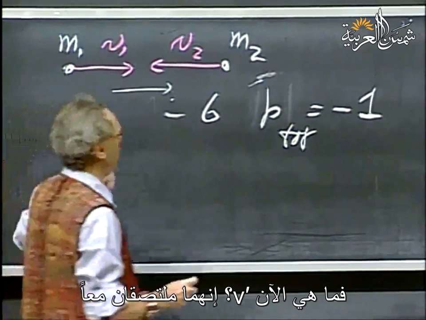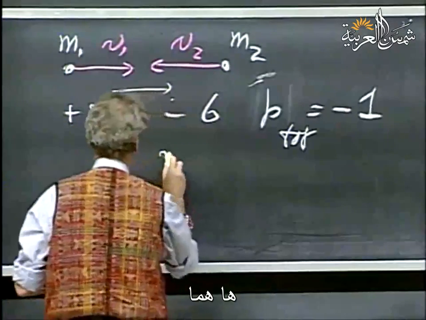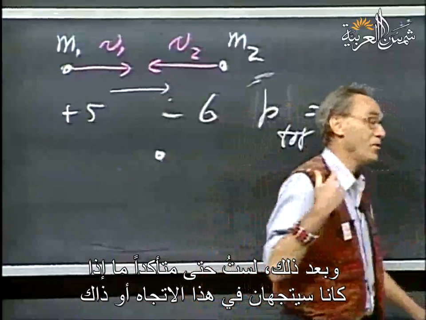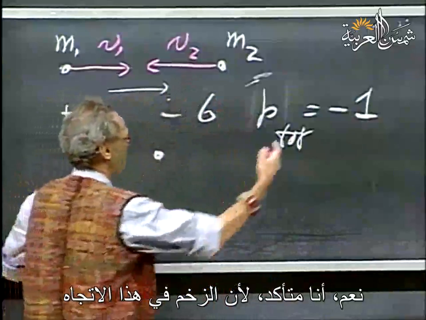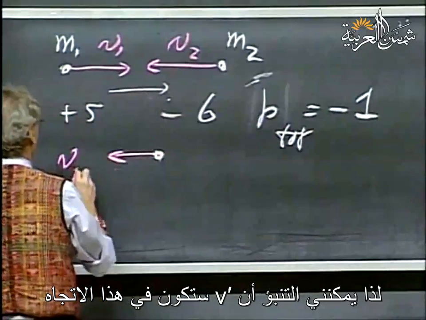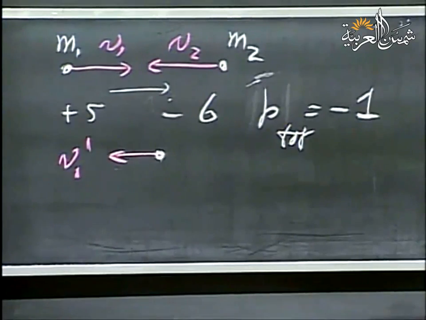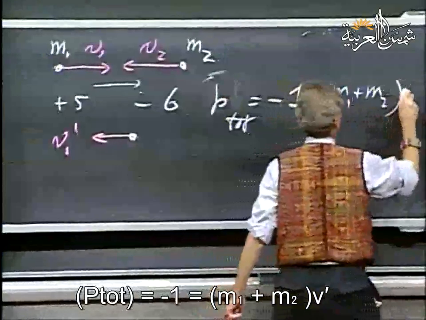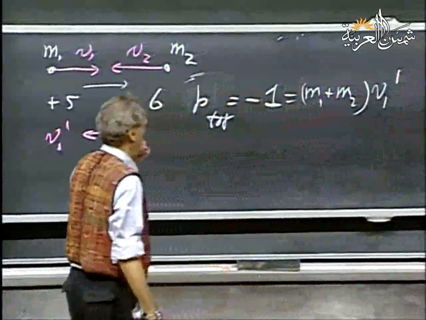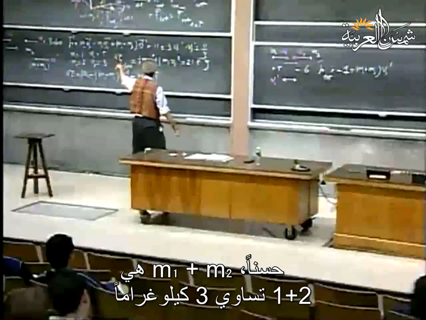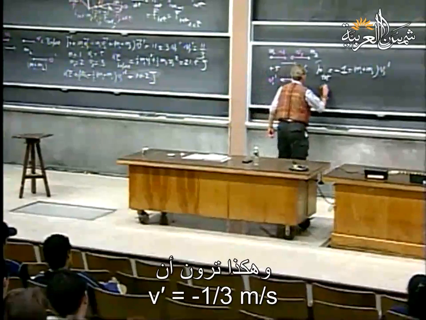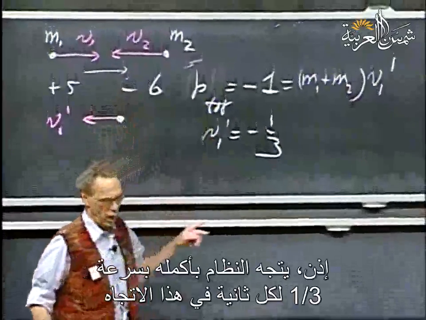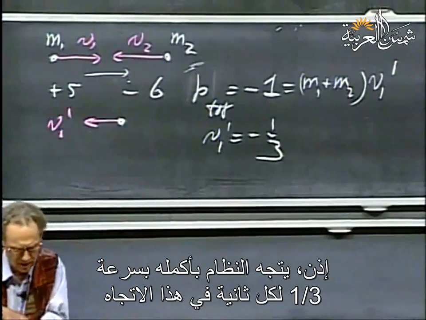So what now is v prime? They stick together. Here they are. And afterwards, I'm not even sure whether they go this way or this way. Yes, I am sure, because the momentum is in this direction, so I predict that v1 prime will be in this direction. And so this now equals (m1 + m2) times the new v1 prime. Well, m1 plus m2 is 1 plus 2, is 3 kilograms, and so you see that v1 prime equals minus 1/3 meters per second. So the whole system now goes off with 1/3 meters per second in this direction.